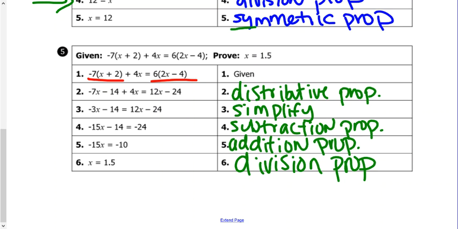Now to get from step 2 to step 3, all I did is I combined my x's on the same side. We don't really have a formal reason for that, so if you said simplify or combine like terms, both of those would be completely acceptable. To get from step 3 to step 4, we use the subtraction property of equality. From 4 to 5, the addition property of equality, and from 5 to 6, we have the division property of equality.